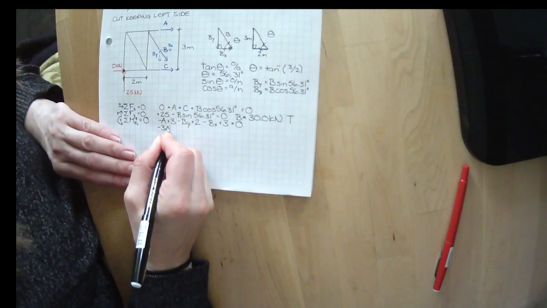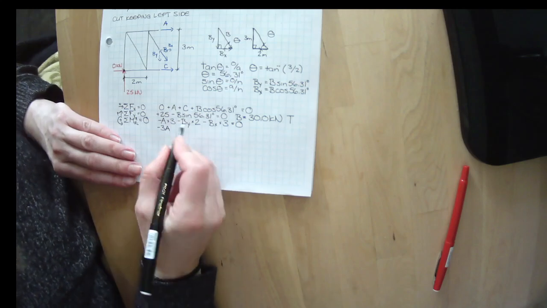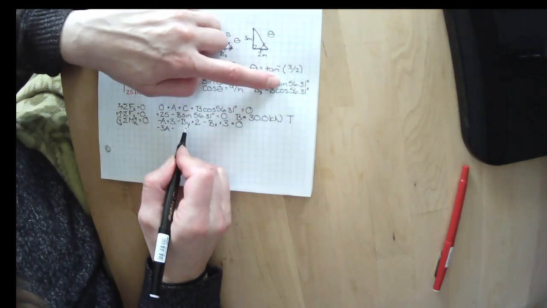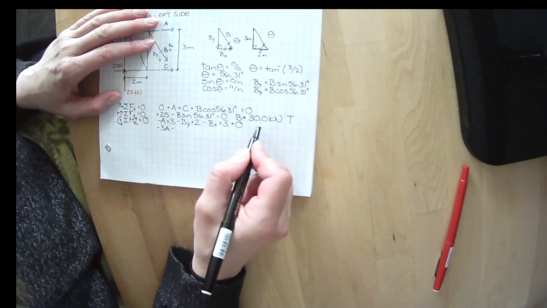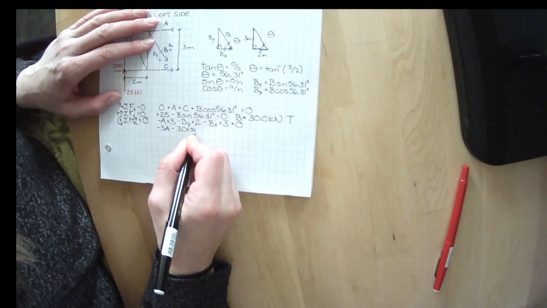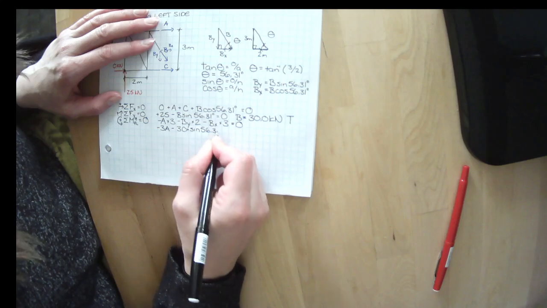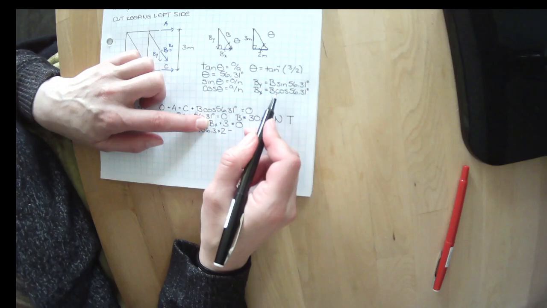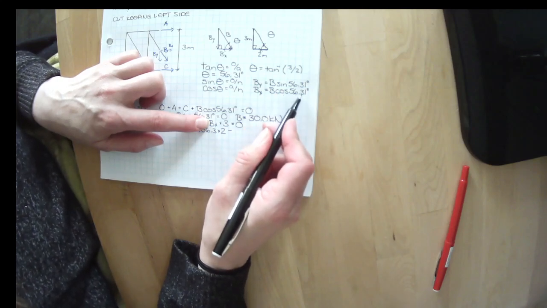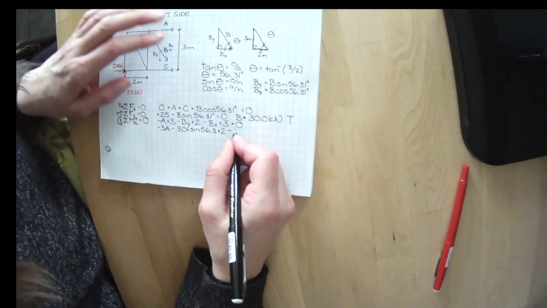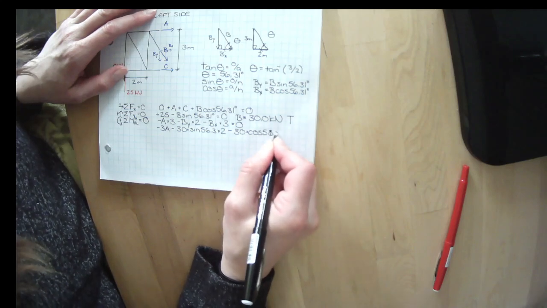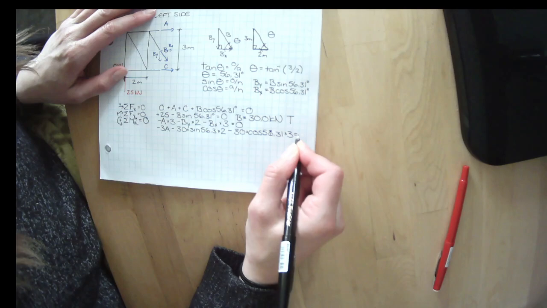Well, we have minus 3A minus, well, BY we know is B sine 56.3, and we know that B is 30. So 30 times sine 56.3 times 2 minus BX. Well, BX is B cosine 56.31, and we know that B is 30. So 30 times the cos of 56.31 times 3.